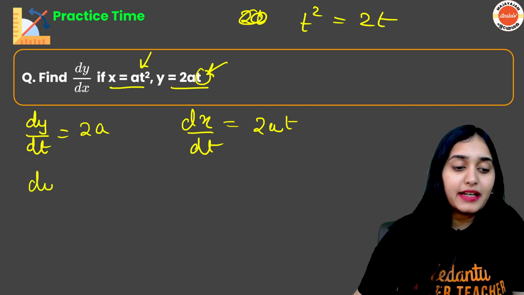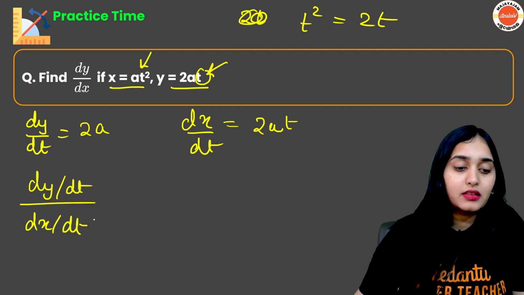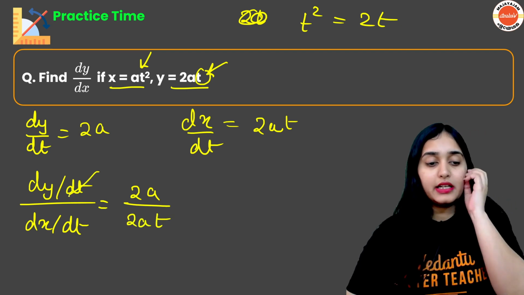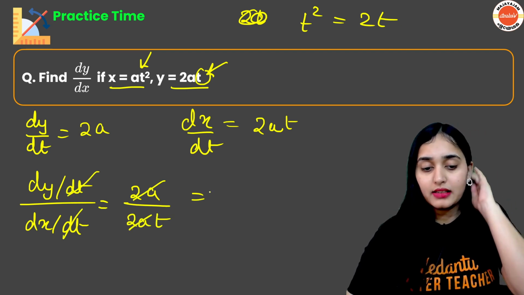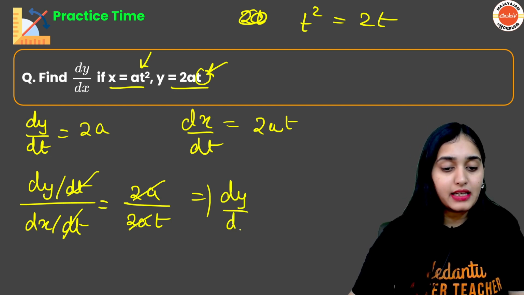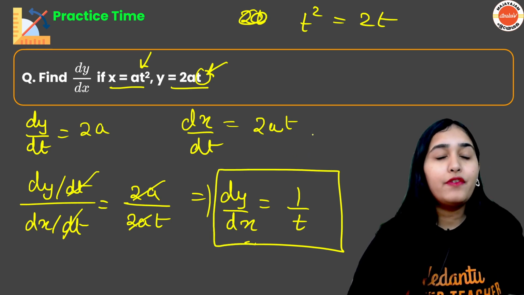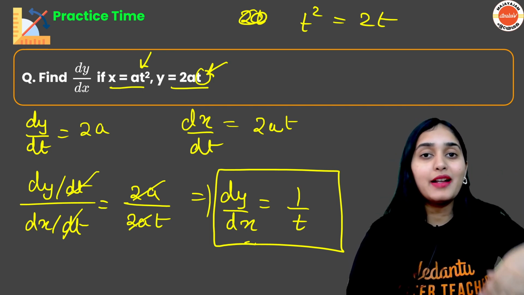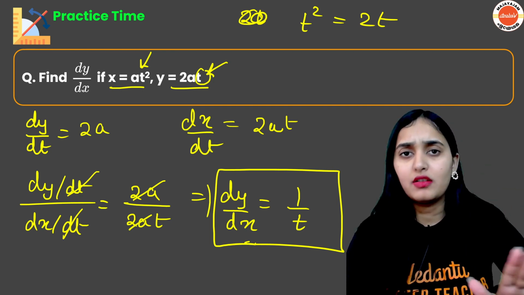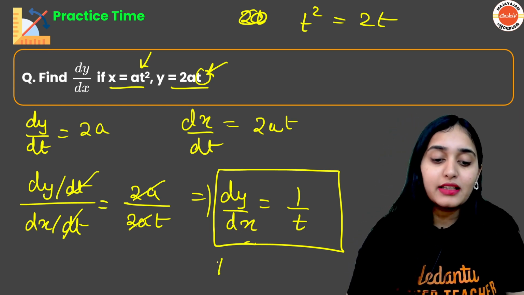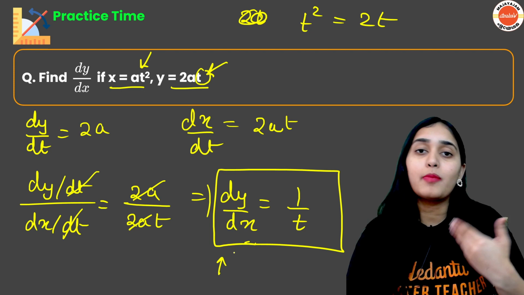Now you simply divide dy by dt divided by dx by dt. So you get 2a divided by 2at. dt cancel, 2a cancel. This implies that dy by dx is equal to 1 upon t. That is your answer simply. So if x and y are depending upon some other function, no need to worry. Just differentiate them with respect to that function and then check how you can get dy by dx, by multiplying or by dividing.